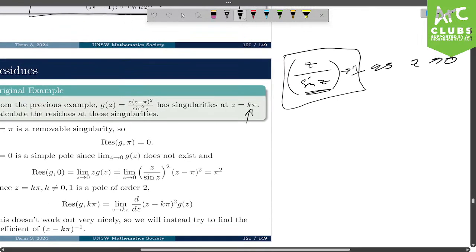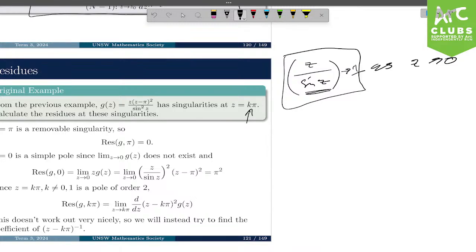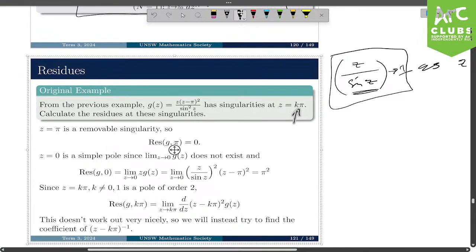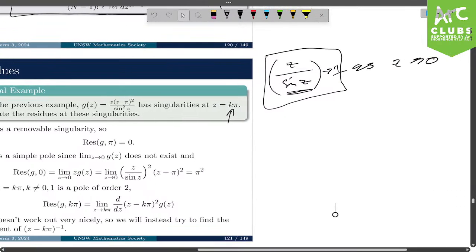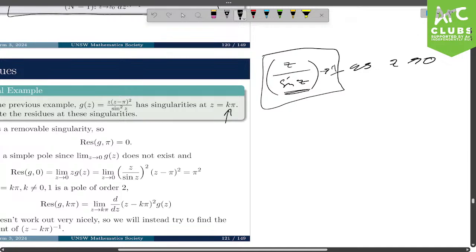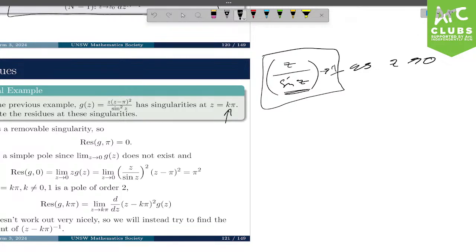So we say sine on its own has a degree of 1 as a zero whenever it is 0. Let's look at z equals π. At z equals π, sine π is 0, a simple zero. So we square it, we get a pole of degree 2. But on the numerator, we also have a zero of degree 2. It cancels out. It has to be removable. So the residue equals 0.